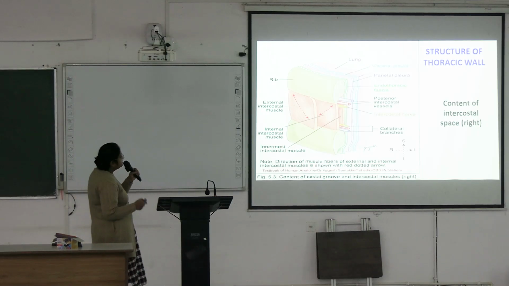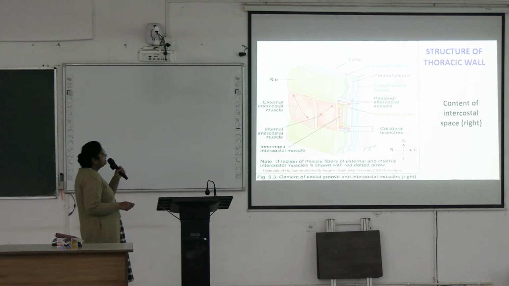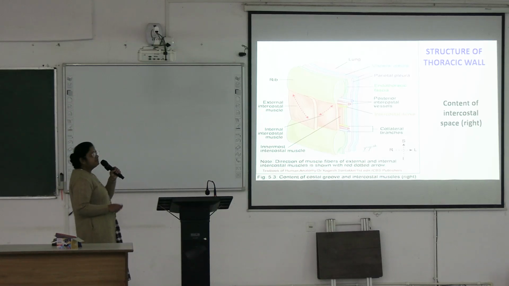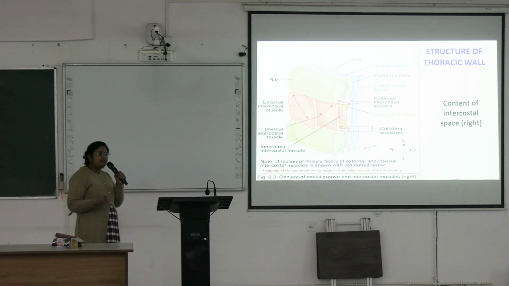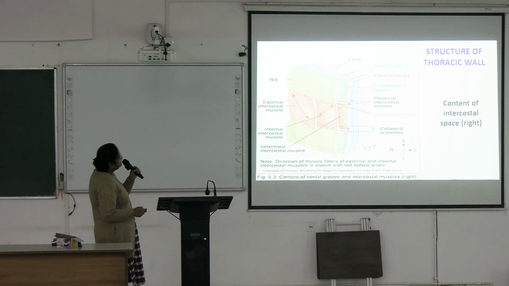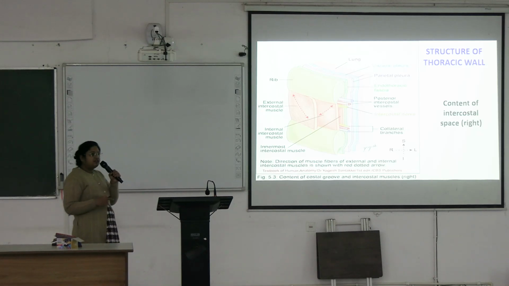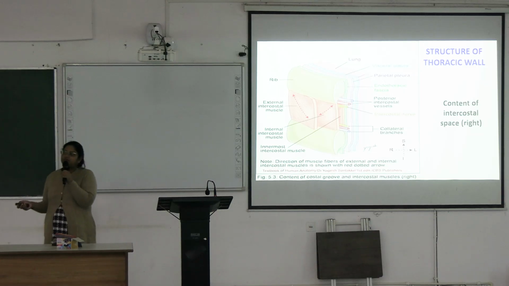And just inside the muscle there is a loose areolar connective tissue layer that is known as endothoracic fascia, and inside it will be the parietal pleura, then the visceral pleura, and in between these two pleura there will be the pleural cavity, okay? And inside the visceral pleura will be the lung. This pink shaded area is the lung, okay? And understood? So all these are structures forming the thoracic wall, okay?